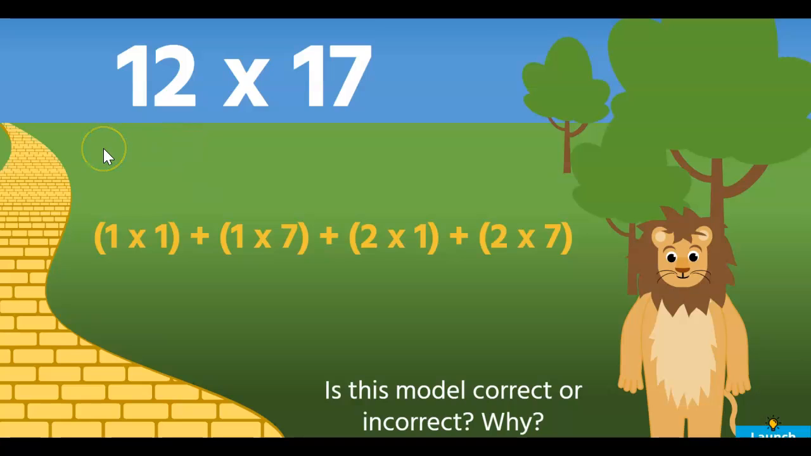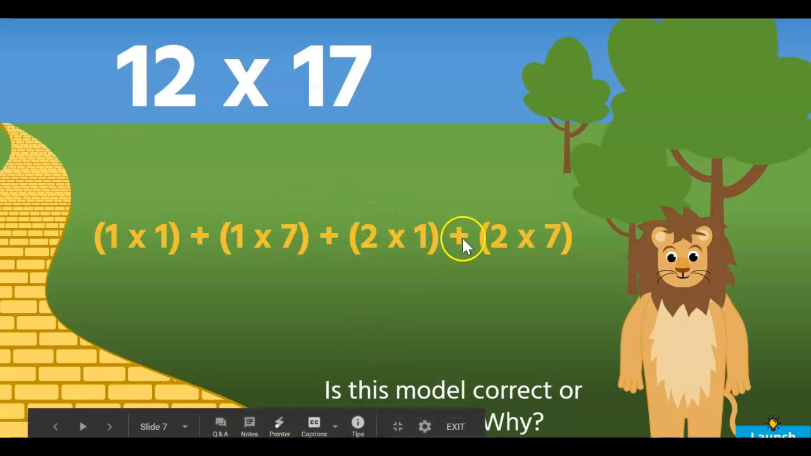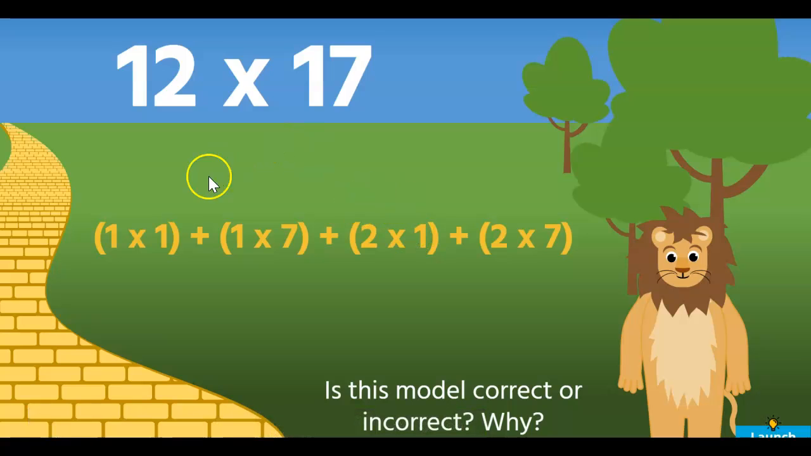So we're going to pause again. Is this model correct or incorrect, and why? So this model is also incorrect. This model is incorrect because when you see the numbers decomposed here, it does not account for the numbers that are in the tens place. So the one right here, the value is 10, and the one right here, the value is also 10. I don't see 10 on it anywhere. So that's incorrect for that reason.